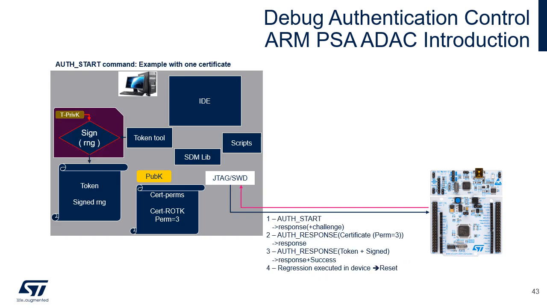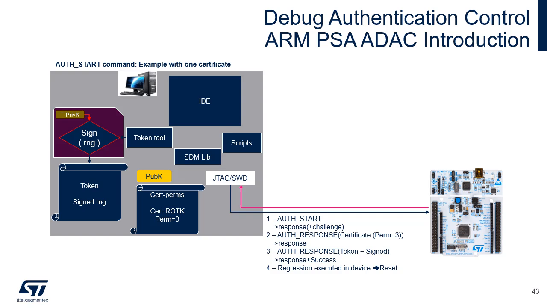The required sequence of commands for authentication is as follows. 1. Authentication start. Host requests challenge from target. Its primary purpose is for the target to provide a random 256-bit challenge vector used to prevent replay attacks.